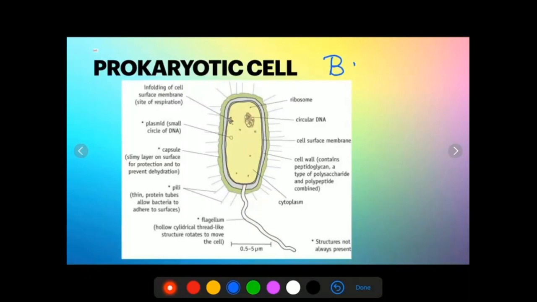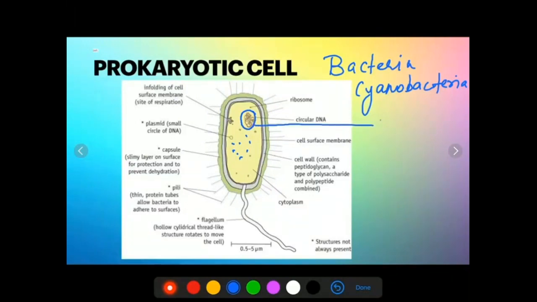This is a prokaryotic cell. Typical prokaryotic cells can be seen in bacteria and blue-green algae, or they can be called cyanobacteria. The cell here has a very simple structure. This is the cytoplasm. This is circular DNA, and this region where the DNA is present can be termed a nucleoid. It's not a nucleus, remember, it's just the region where the DNA is present, so we call it a nucleoid.